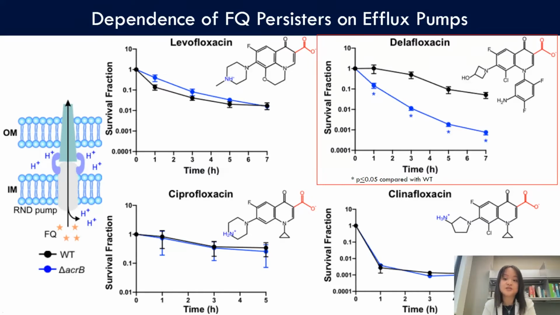So if we look at the structures of these different fluoroquinolones, we see that levofloxacin, ciprofloxacin, and clinafloxacin are zwitterionic at neutral pH, whereas delafloxacin is anionic. So it is thought that delafloxacin may be able to better accumulate inside cells, and that might explain why these persisters depend on efflux pumps to overcome the effects of delafloxacin.